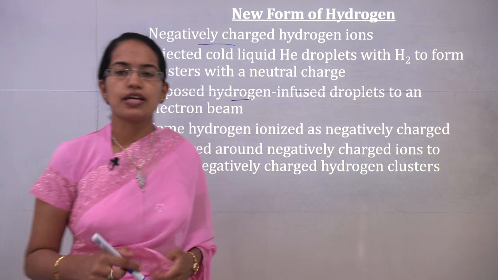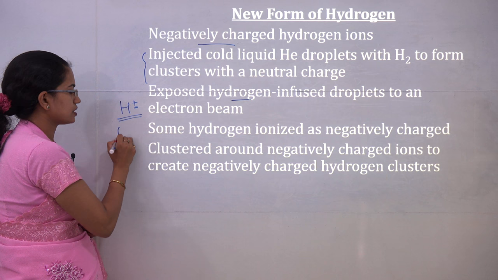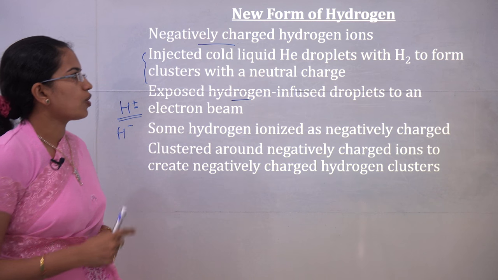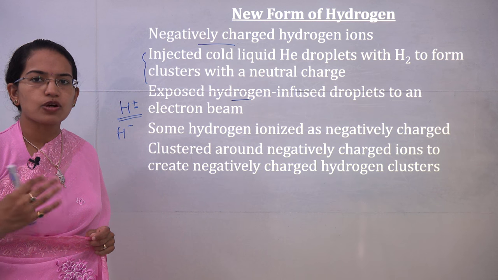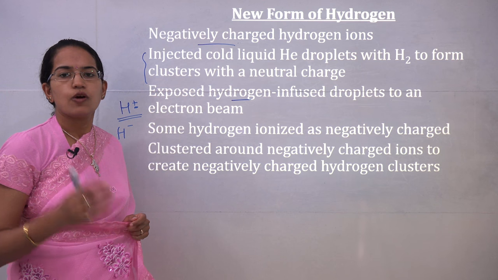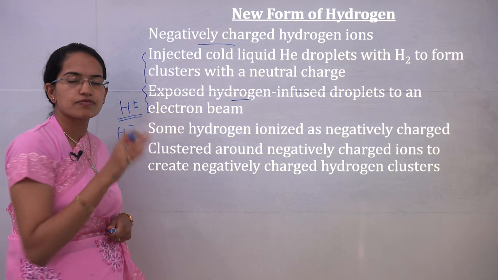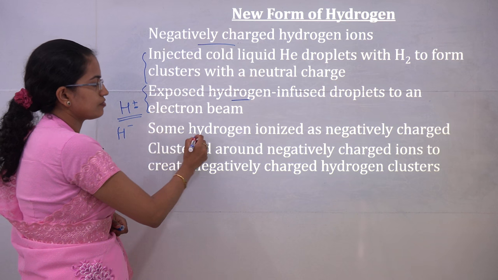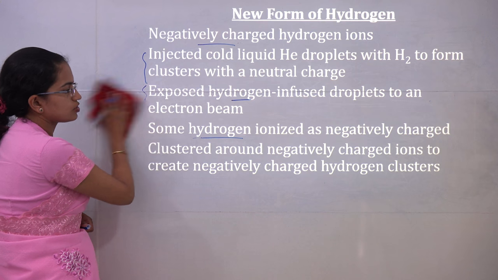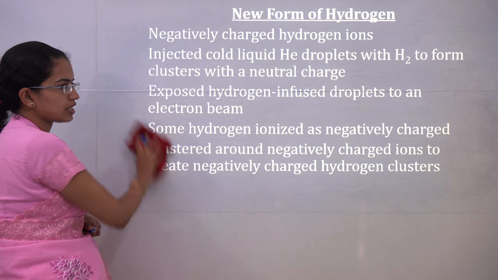Till now what we were familiar with was only the H positive ions, or the positive ions of hydrogen. However, this has discovered the negative ions of hydrogen. What it does was, cold liquid helium was injected into the hydrogen to form clusters with a neutral charge. Once infused, it was brought in front of the electron beam, and the hydrogen was found to be ionized with a negative charge. So that was the first time the negatively charged hydrogen was seen.